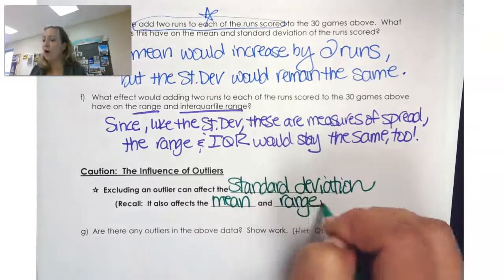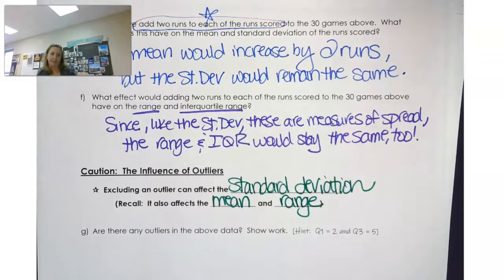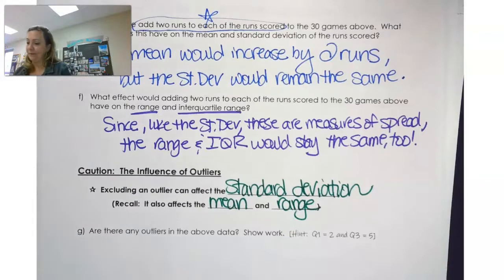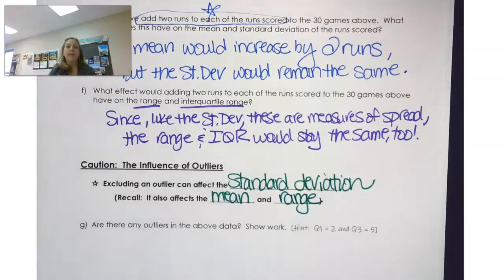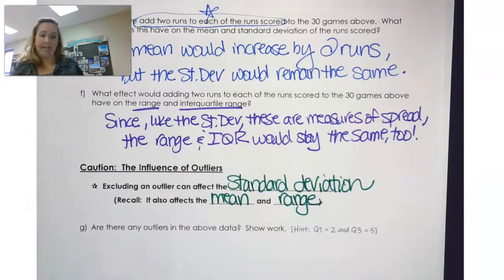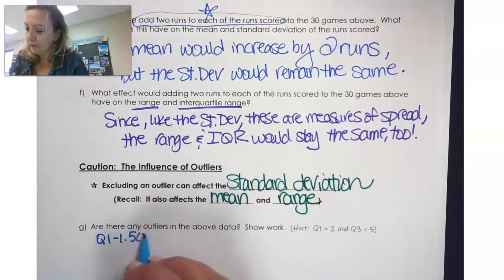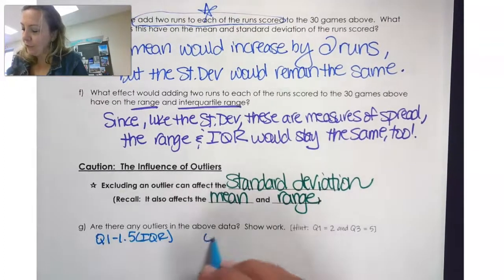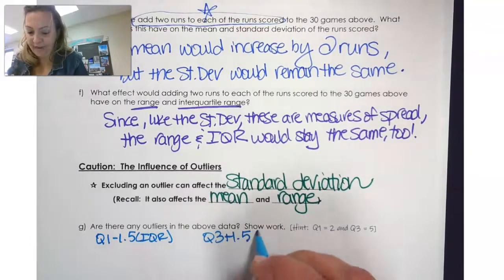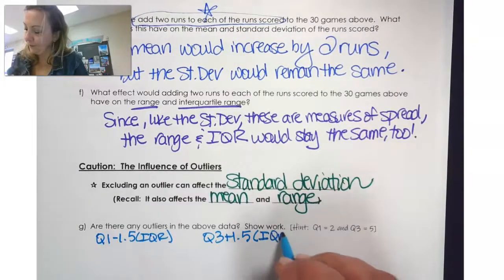But outliers can also affect the standard deviation. Okay? And this is asking us if there are any outliers in this data that we have. And we'll show work for that. So to find our outliers, what we'll do is we take Q1 minus 1.5 times the IQR and Q3 plus 1.5 times the IQR.